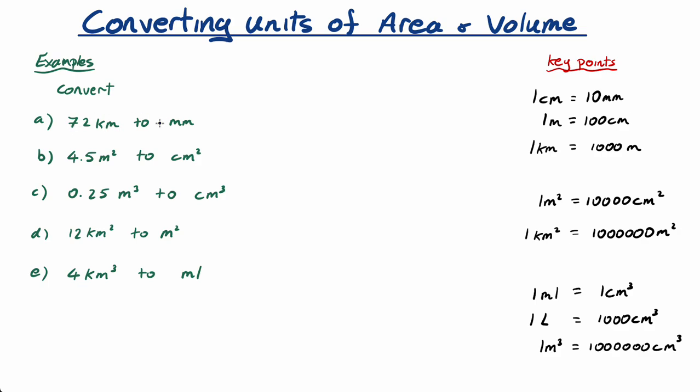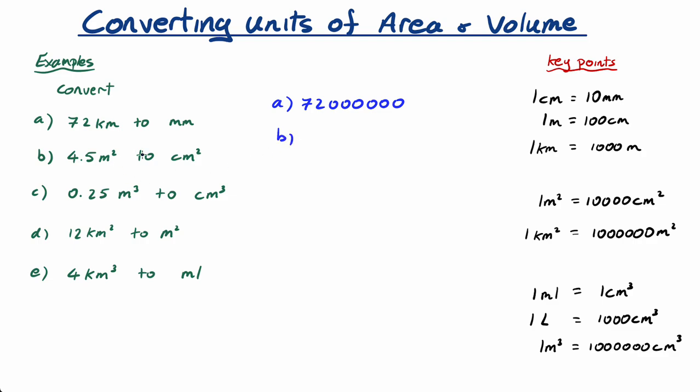So 72 kilometers to millimeters. Okay, well, 72 kilometers. There's 1,000 meters, so it's 72,000 meters. And in a meter, there's 100 centimeters, and then another factor for millimeters. So it's actually 72 million millimeters, because there's 1,000,000 millimeters in a kilometer.